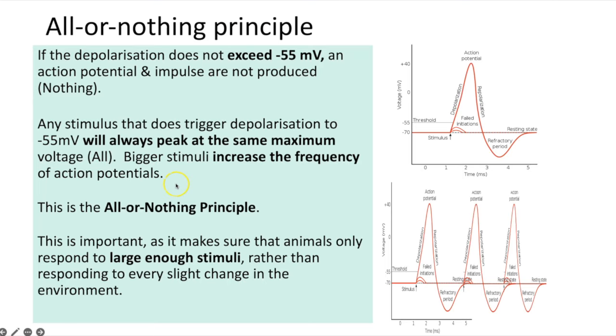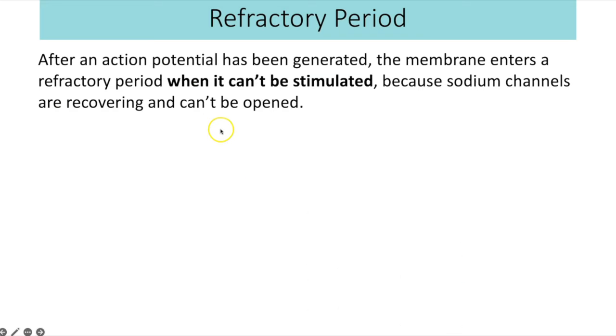So it's important, as this makes sure that animals only respond to large enough stimuli. And this is what I was talking about when we mentioned the threshold potential earlier. You have to have a large enough stimulus to reach that threshold, and therefore you're only going to respond to large enough stimuli and not every slight change in your environment, because that would overwhelm your senses. So a bit more about the refractory period.